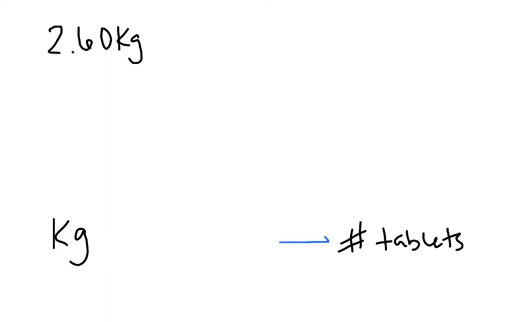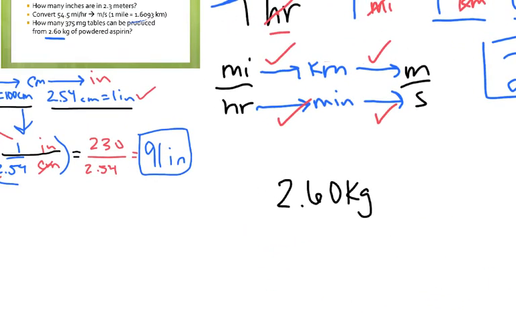All right, now we're asked to go from kilograms to how many tablets. So let's set up our roadmap here. I'm currently in kilograms, and I want to get to a quantity of tablets. All right, there's no direct conversion here, but I'm actually going to work backwards on this one. What relationship do I know between number of tablets as I try to inch a little bit closer to kilograms? Well, I know that there's 375 milligrams for every one tablet of aspirin. So I actually do know a relationship between milligrams and number of tablets.